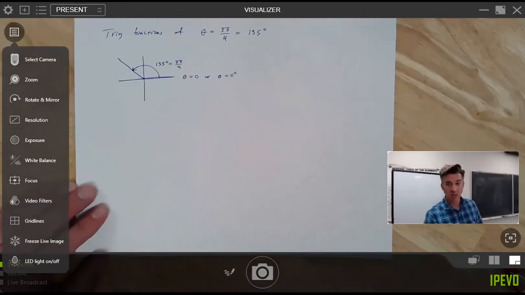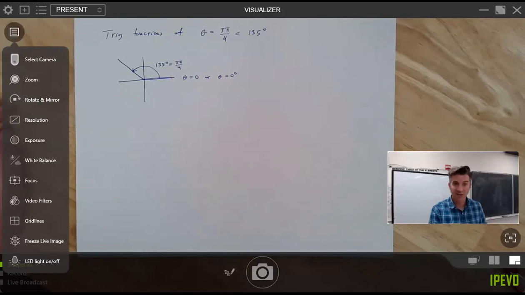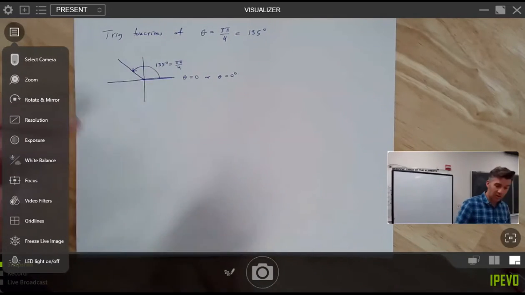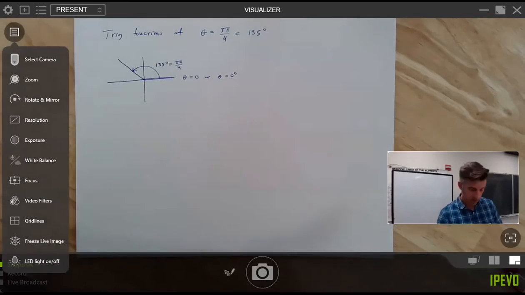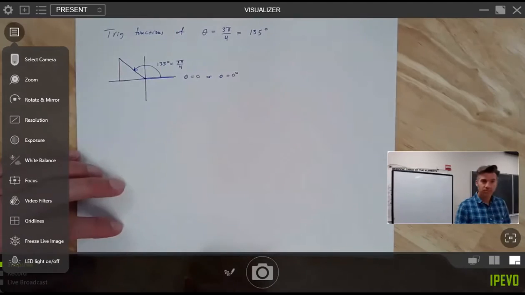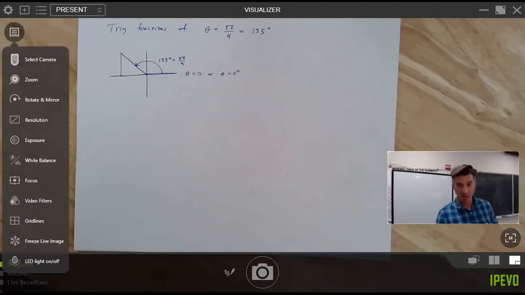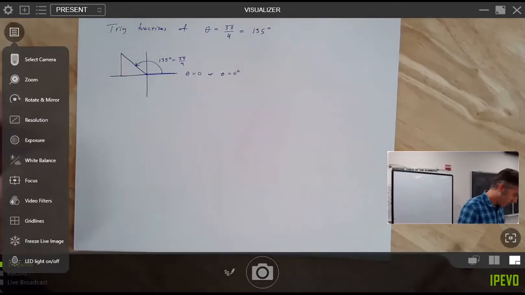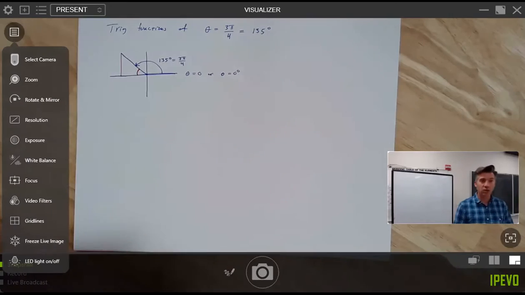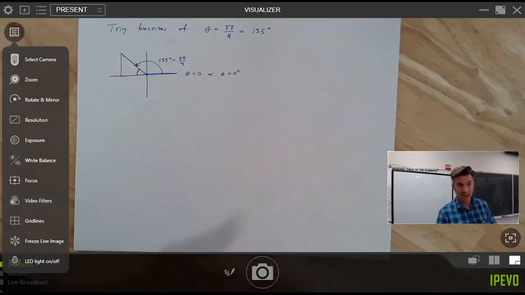Then what we're going to do is drop a perpendicular to the x-axis. Always, always, always to the x-axis. And then we're going to label what we're going to call eventually the reference angle. So this angle right here, that's measured to the x-axis, is a nice angle. It's not 3 pi over 4, it's pi over 4.